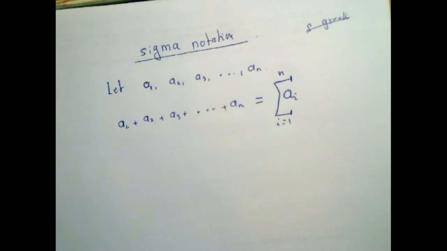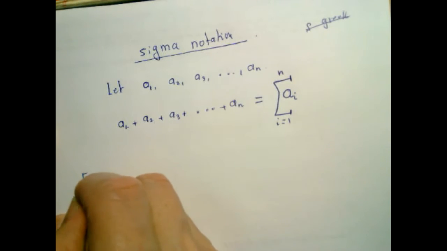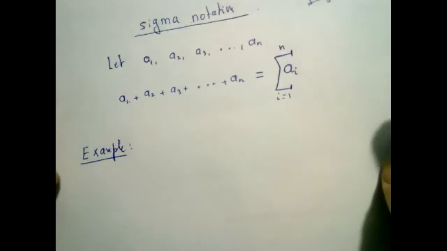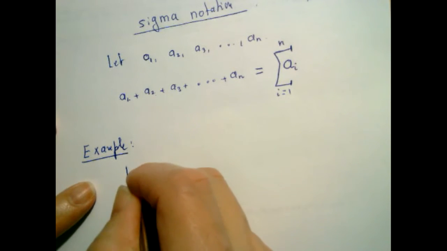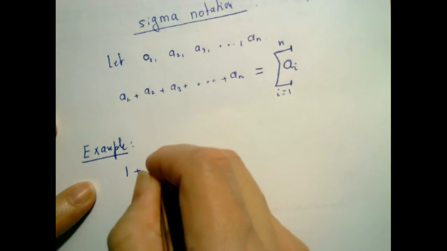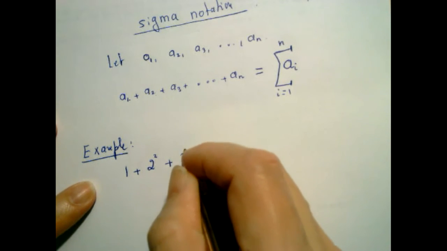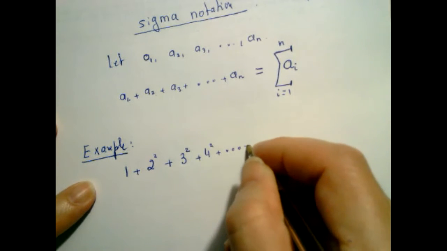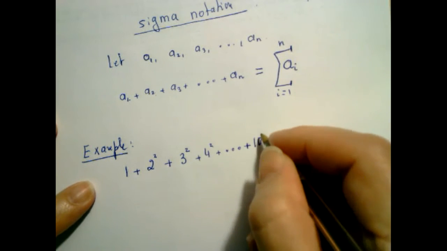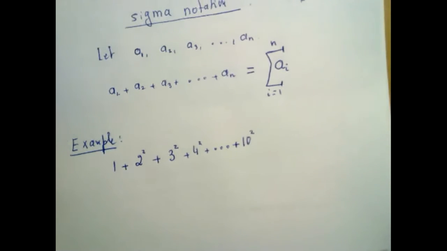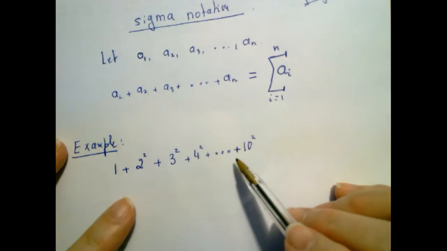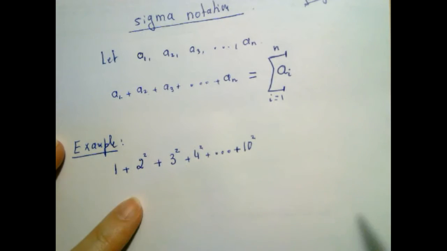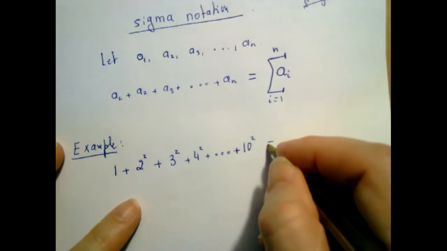So for example, suppose I have the following sum: 1 plus 2 squared plus 3 squared. I'm going to keep adding them, let us say up to 10 squared. I'm not going to evaluate it, but I have a sum that looks like that. How can I rewrite this? I'm going to rewrite it using the sigma notation, a way to write this sum in a more compact way.